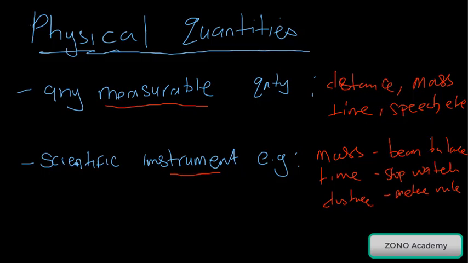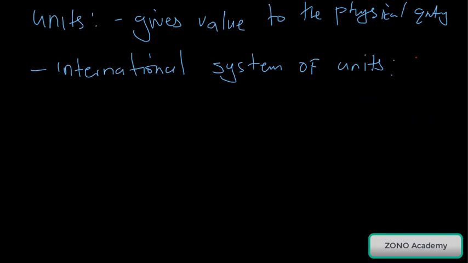Now, in order for us to measure these physical quantities, we must first define the units in which that measurement is being made. A unit basically is just a quantity that gives value to the physical quantity. In other words, a unit is just what quantifies that physical quantity. It attaches or assigns value to the physical quantity.